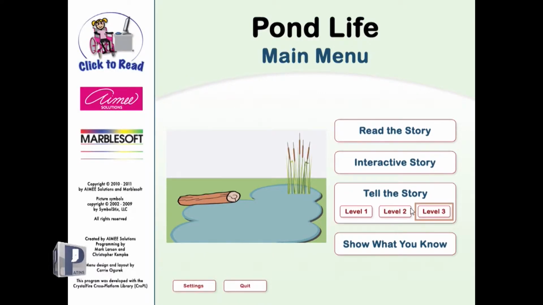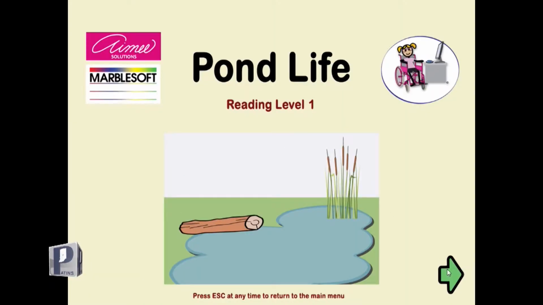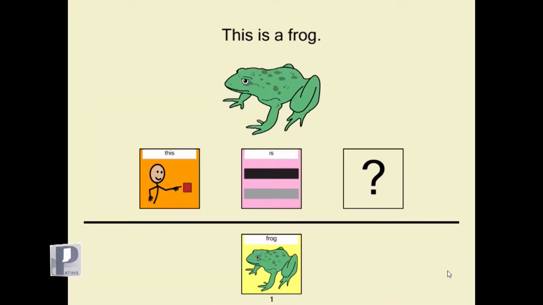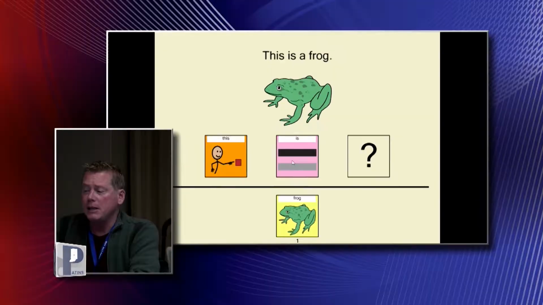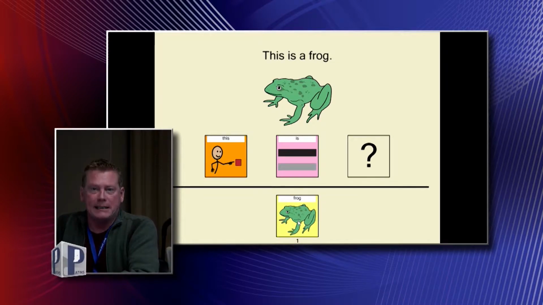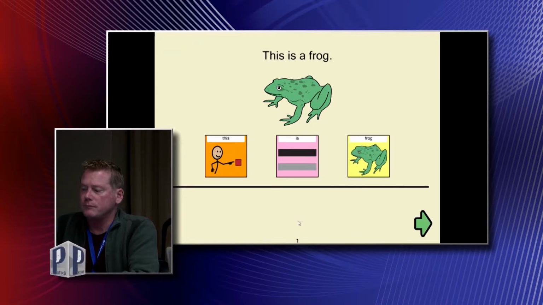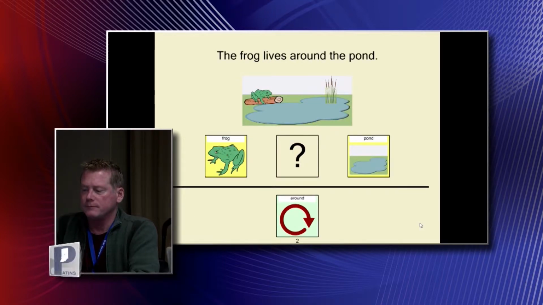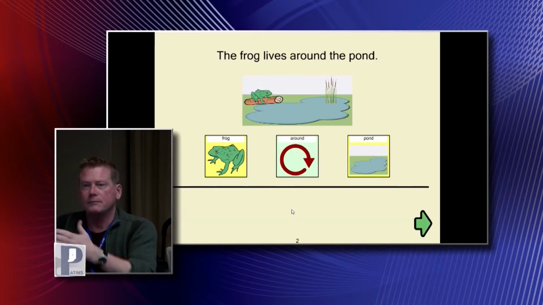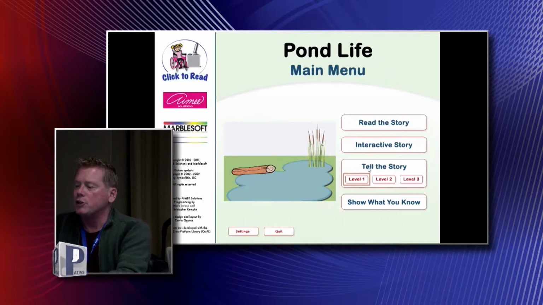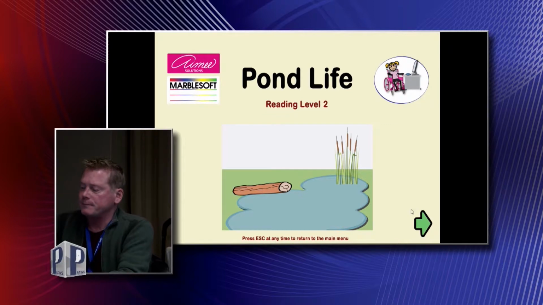Then there are 3 different levels of the student retelling the story. So level 1 is going to be pretty much error-free. This is a frog. The sentence is up here, and then the student needs to complete that thought, frog, and then they get access to the arrow to move forward. The frog lives around the pond. Around. And so forth.